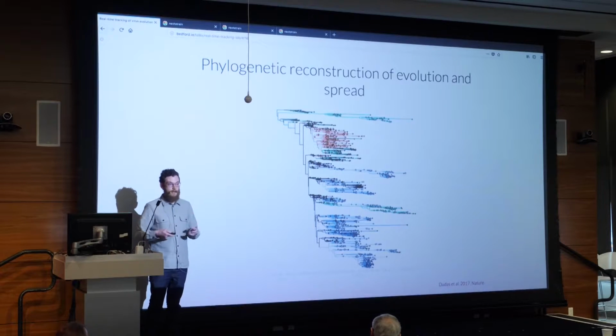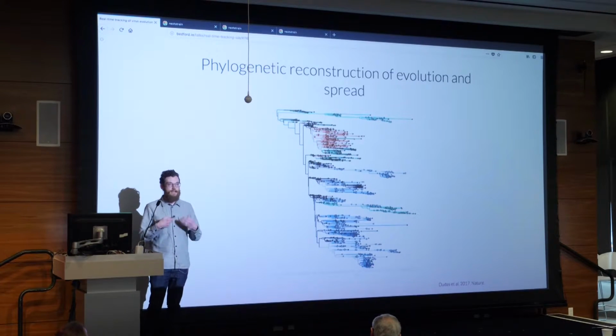Our overall picture becomes that there is one introduction of Ebola into the human population. So there's a single spillover event from the animal reservoir. This happens in late 2013 into Guinea. It moves from Guinea into Sierra Leone, moves from Sierra Leone into Liberia, moves from Sierra Leone back into Guinea multiple times.